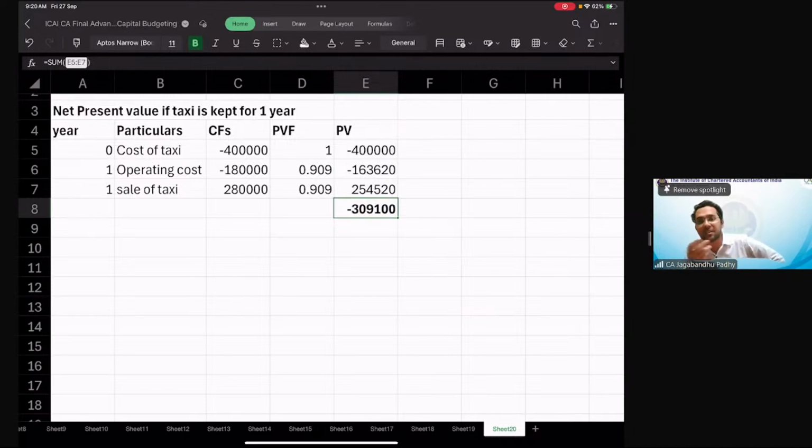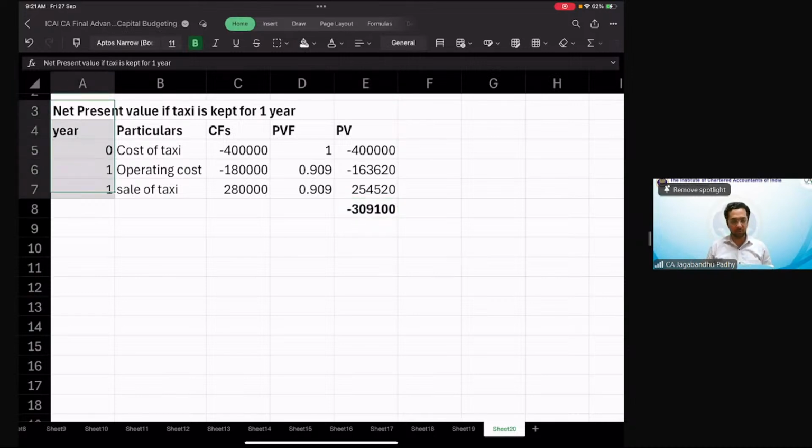We have not considered the inflow that we are getting from the taxi, because our assumption is the taxi is going to provide the same benefit over a number of years, like the amount of fare that you're going to collect is going to be the same throughout its life. So this is the net present value if the taxi is kept for 1 year.